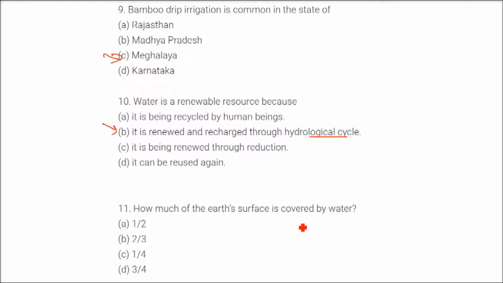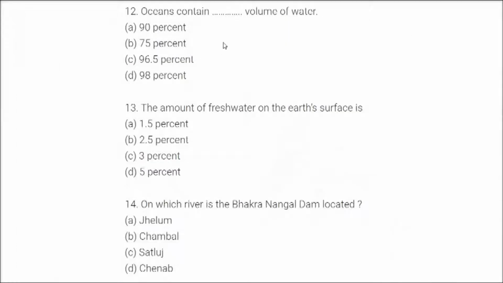or the water cycle. How much of the earth's surface is covered by water? You know it by now. The answer is 3/4, 75%. Oceans contain dash volume of water. The answer is 96.5%, oceans. That is saline water. The amount of fresh water on the earth's surface is, the answer is only 3%. Only 3% we have fresh water.